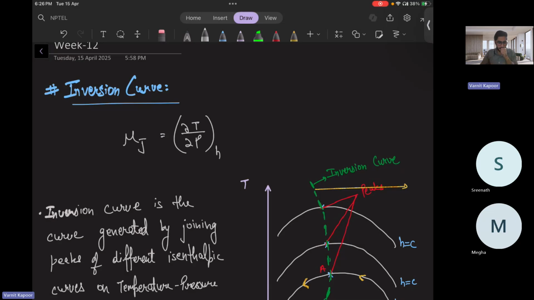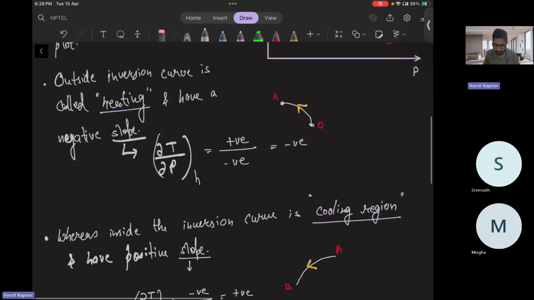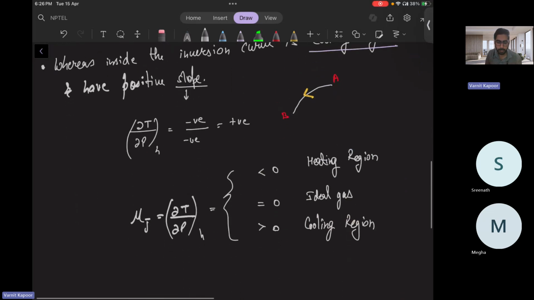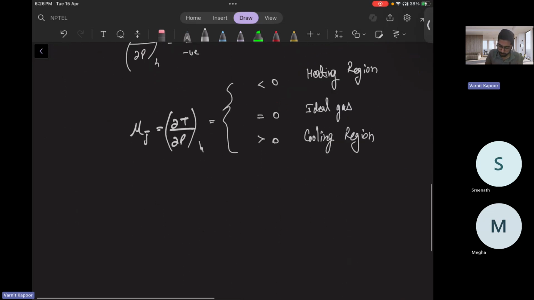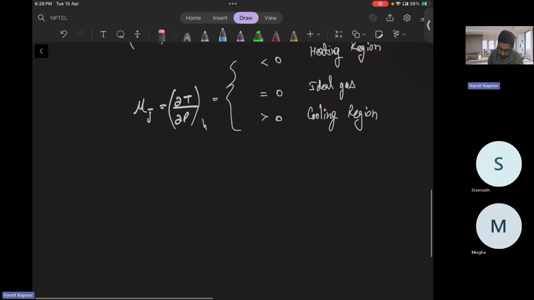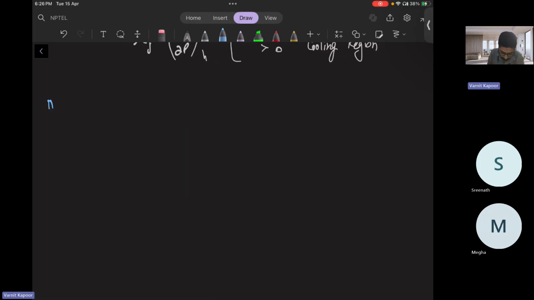If it's clear, let's move on to the next topic, the Clausius-Clapeyron equation.